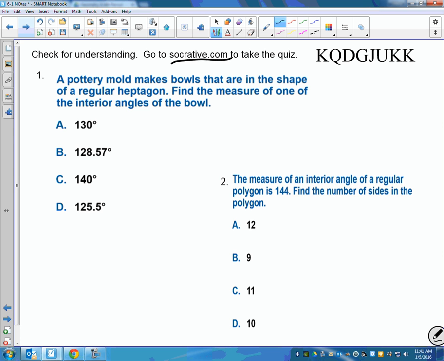Go to Socrative, and then you sort of go away. And then I started it, so I think it should come up. Does it come up on yours yet? Okay. There's just 2 questions.